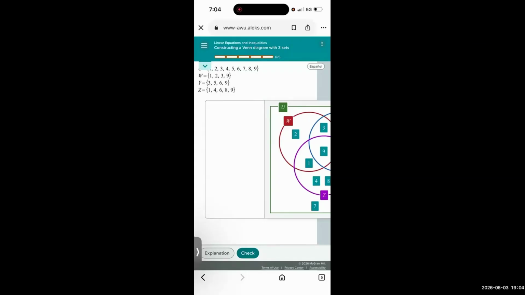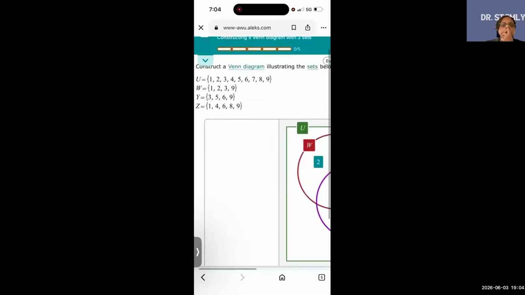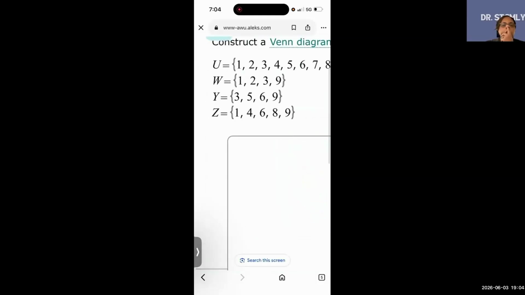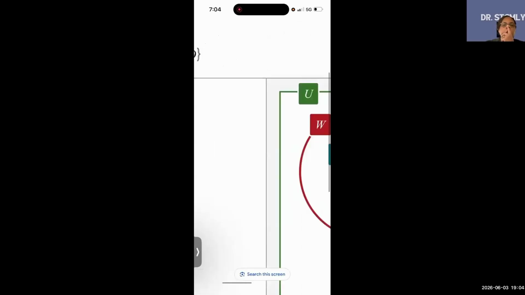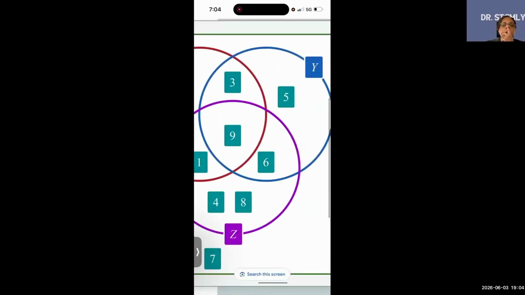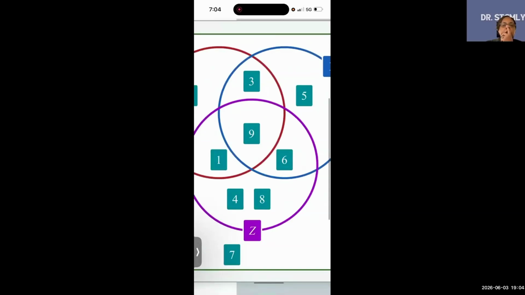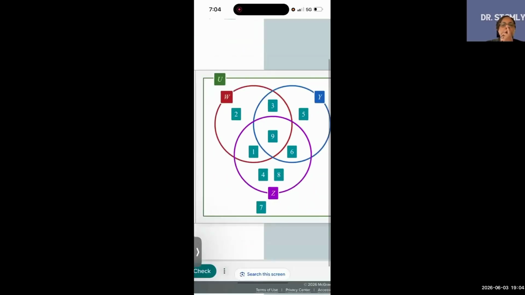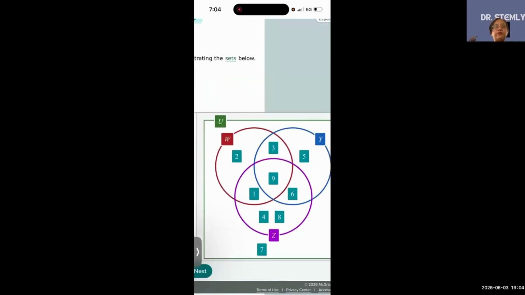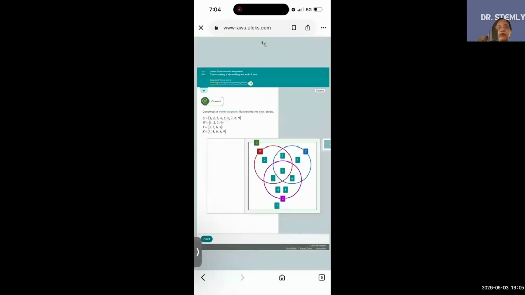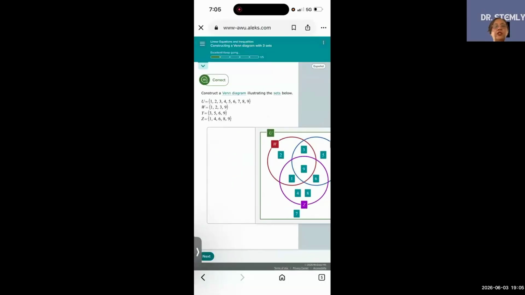And then I can't see the Y, but Y has 3, 5, 6, 9. So Y singularly has the 5. That's why the Y has the 5, because it's the only one that has 5. Okay, so go ahead and hit check. I think I checked it all. So now go to the next one and try it yourself.